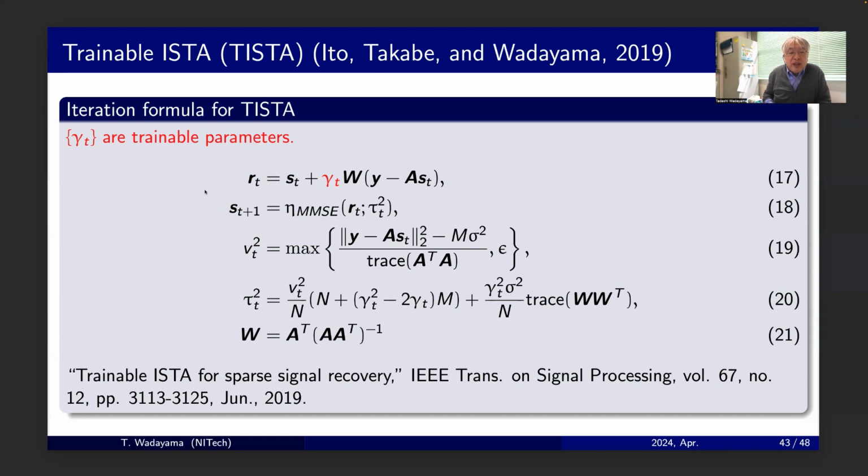but the main structure is the same as the original ISTA. Equation 17 is the gradient descent step, and equation 18 is the shrinkage step. We made the step size parameter trainable. This is the reason why the algorithm is called trainable ISTA.